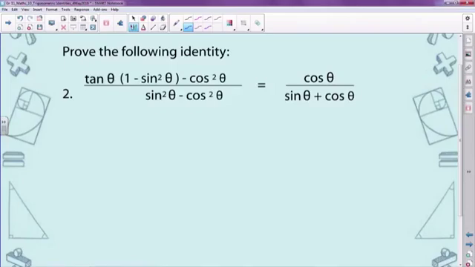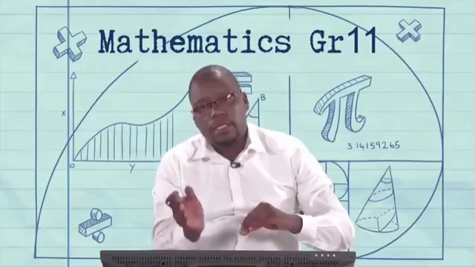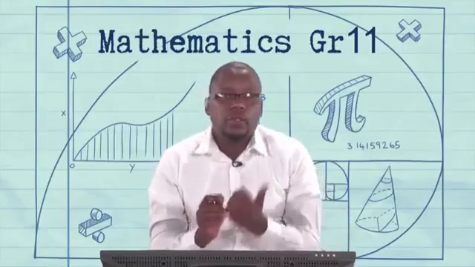Prove the identity: tan theta times (1 minus sine squared theta) over (sine squared theta minus cos squared theta) equals cos theta over (sine theta plus cos theta). Now remember, you work with one side and make sure that it is the same as the other side. So either you take the left and make it the same as the right, or the right to be the left.